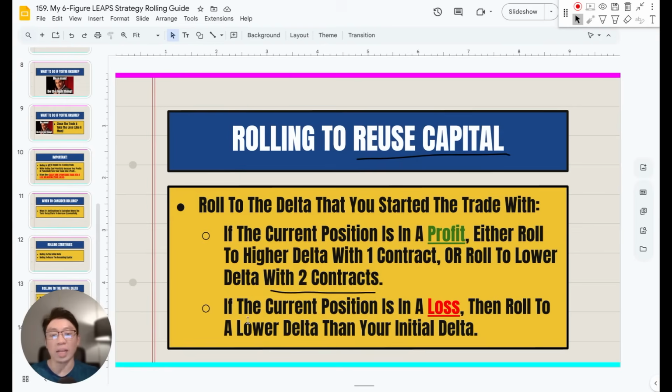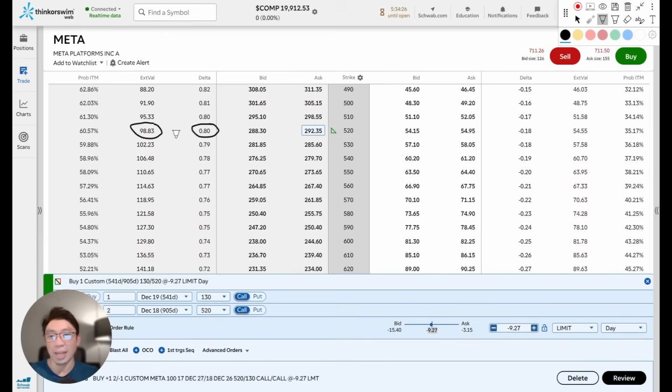Now, if the current position is in a loss, then you pretty much have to roll to a lower delta than your initial delta. So it's pretty much like this down here. You're rolling to a lower delta, but this time you only can have one contract.